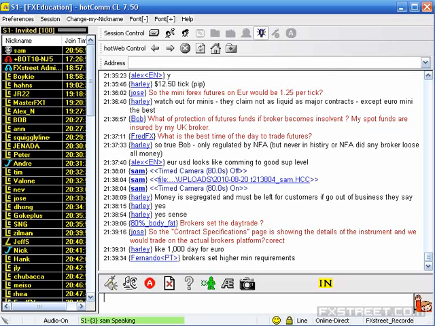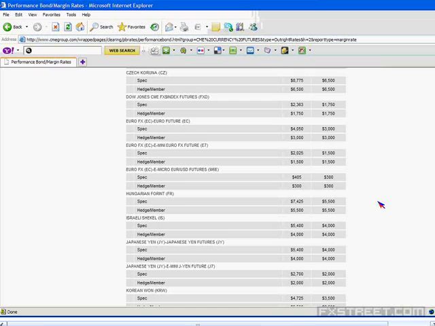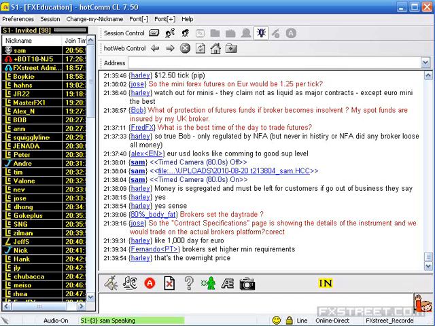Yeah, Jose, the contract specifications page, like you're saying, is showing the details of the instrument we would trade, and the actual broker's platform shows the details too, yes. What will change, and Harley, I don't know if you're quoting a broker's limits, but yeah, that number comes down. So you are. All right, so 1,000 day trade for euro. Some brokers will set higher minimum requirements. Most will set dramatically lower minimum requirements.